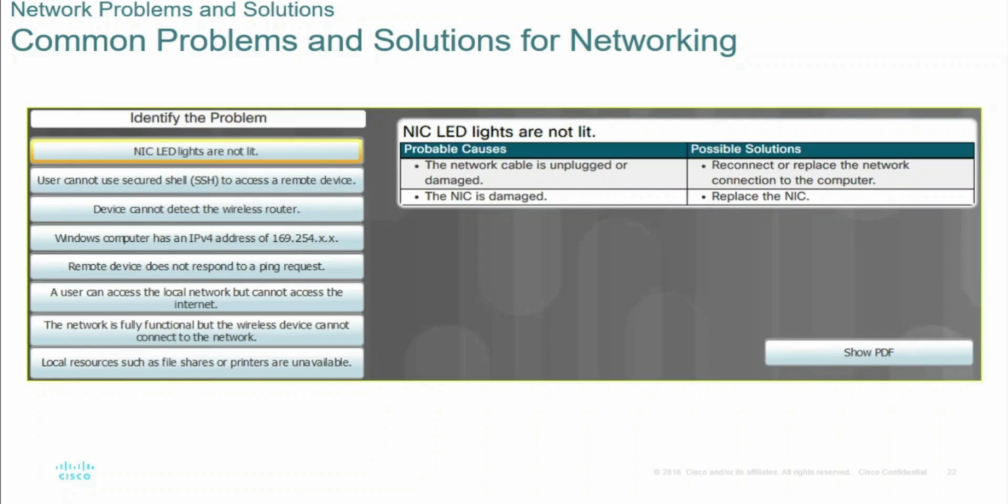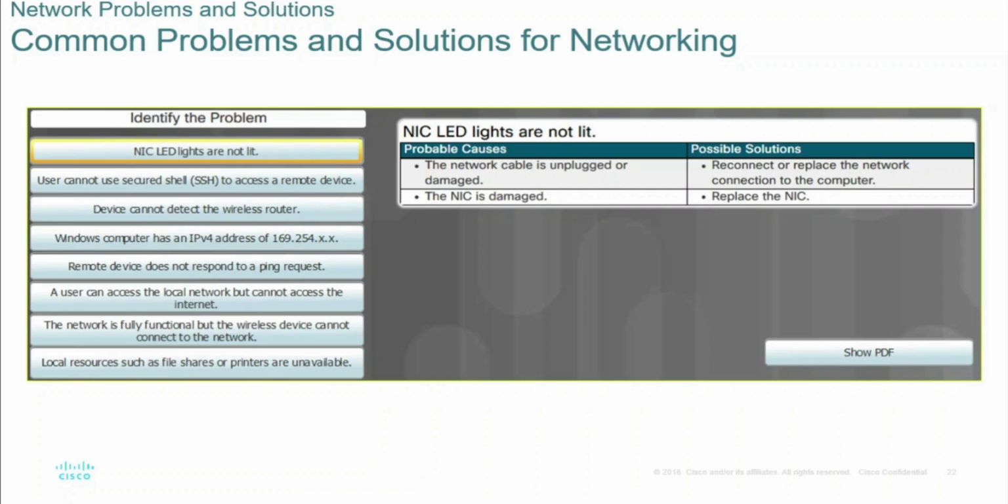Now the next problem is that a remote device does not respond to the ping request. Ping is a mechanism by which you check the connectivity and errors. When you ping a system and the ping is not replying, it means there is a problem with intermediate devices like routers and switches, or a problem with the end device.